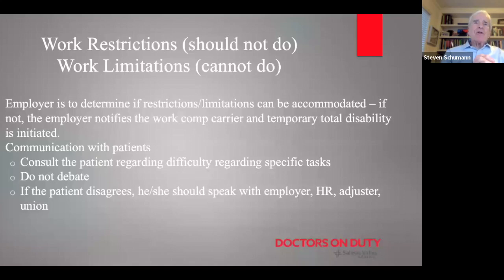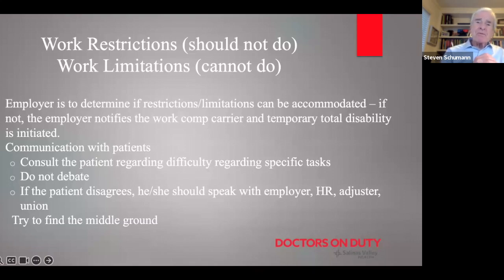Just indicate that you're making a 24/7 decision in their best interest. That's going to limit activities that may aggravate their condition, and that this is what your recommendations are. And then if the patient disagrees with that, they should speak with the employer or HR or their adjuster, or in some cases their union. But let them pursue any disagreement they have with what your recommendations are for restrictions, and trying to find the middle ground. Again, our responsibilities to the patient.